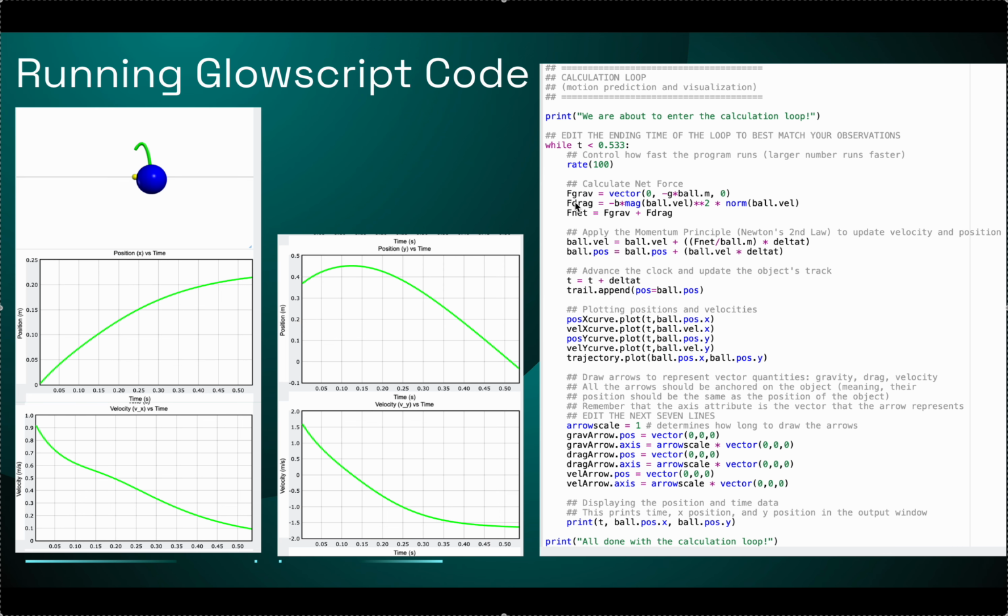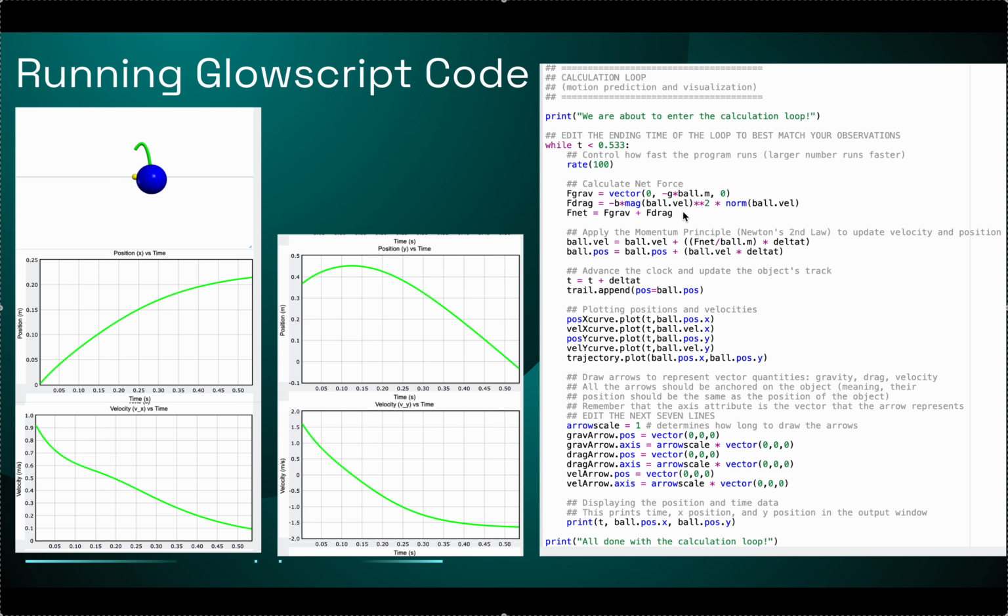Here's my running GlowScript code for my calculations. And then these are the graphs. So this is position y versus time, and this is velocity y versus time. This is what my trajectory looked like in the model. And then this is position x versus time and position y versus time. This one got a little funky in the velocity, and I'm not sure why. It could be due to the change in trajectory of the ball.